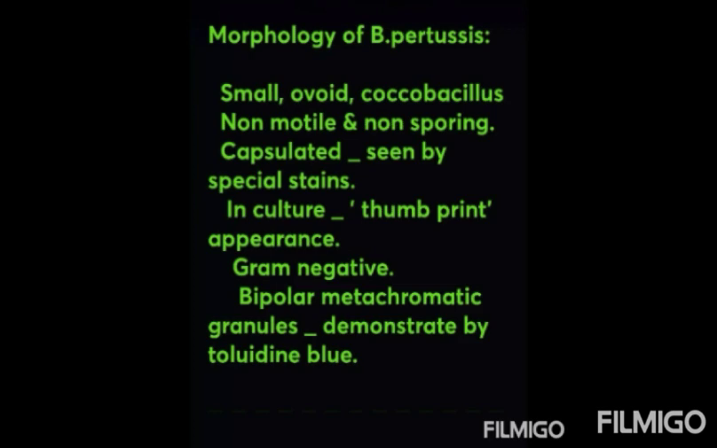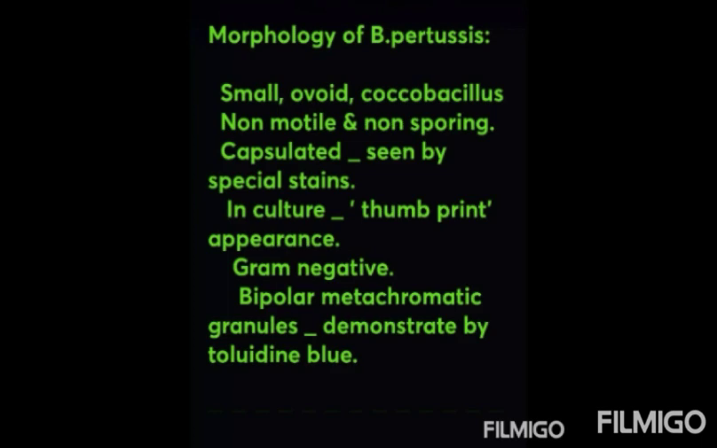In culture, the bacilli tend to be arranged in loose clumps with clear spaces in between, giving a thumbprint appearance. It is very, very important: Bordetella pertussis is seen in a thumbprint appearance in culture.